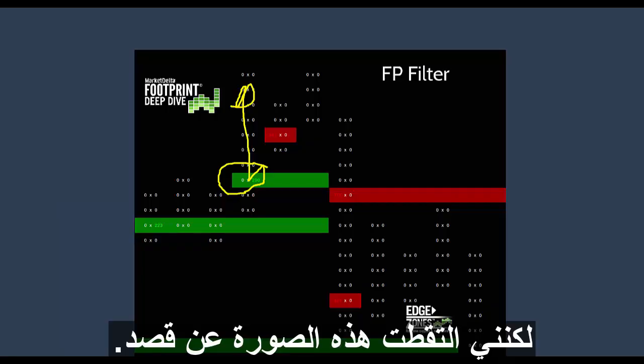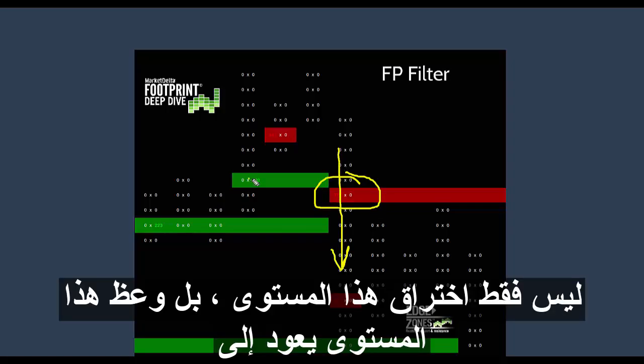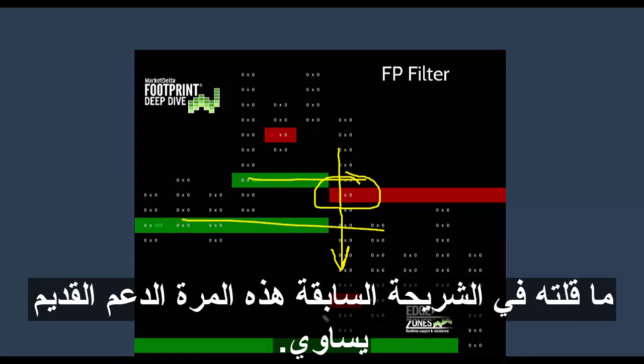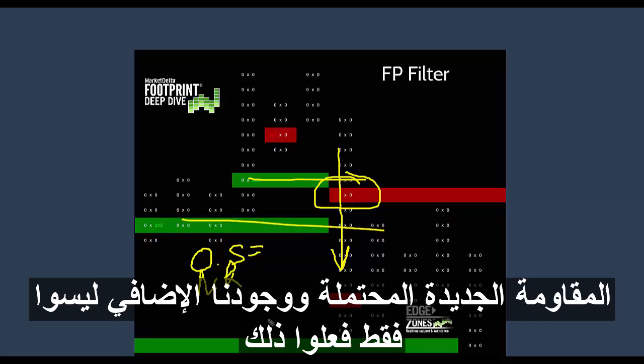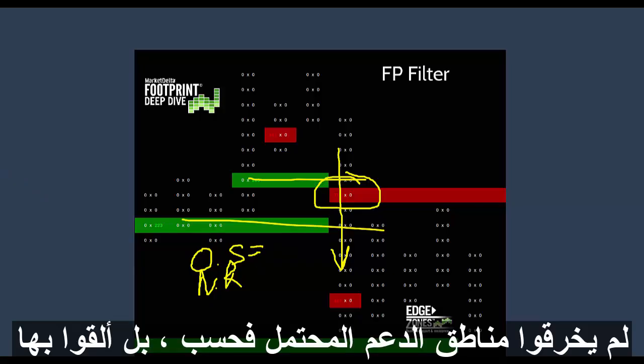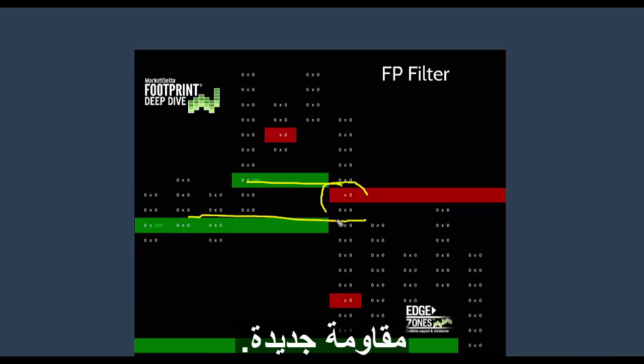But I took this image on purpose. I didn't want it to work. Why? Big seller came in and got the market to continue down. Not only breaching this level, but breaching this level. Going back to what I said in the previous slide, this time, old support equals what? Potentially new resistance, NR. That should be an R. Not only did they breach areas of potential support, but they threw in new resistance.